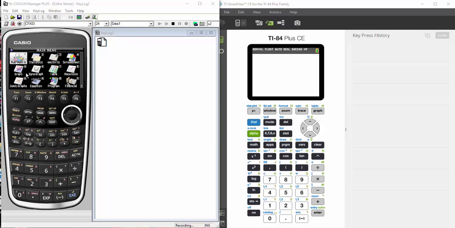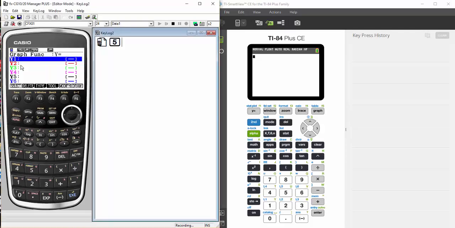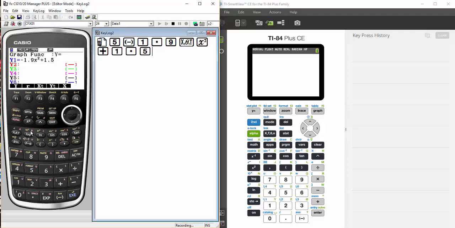So we're going to start here with the Casio, which I have on my left, and to get into the place to enter my function, I'm going to hit 5, which gets me into the graph menu, where you see I now have a place to enter my function. So I'm going to enter my quadratic here. Negative 1.9x squared plus 1.5x plus 2. And on the Casio, we choose execute to set the equation.